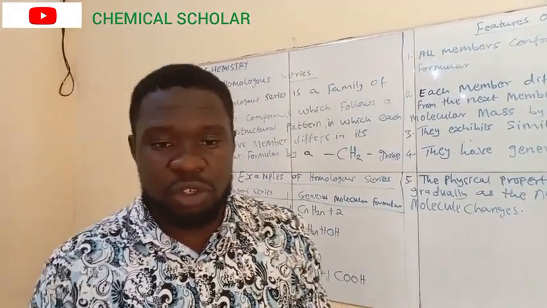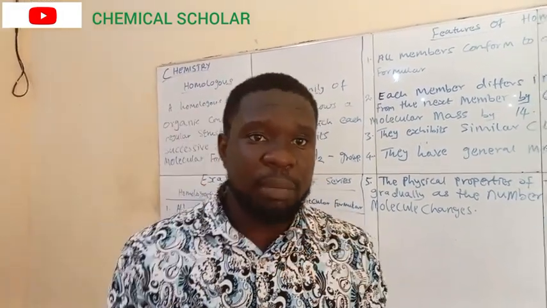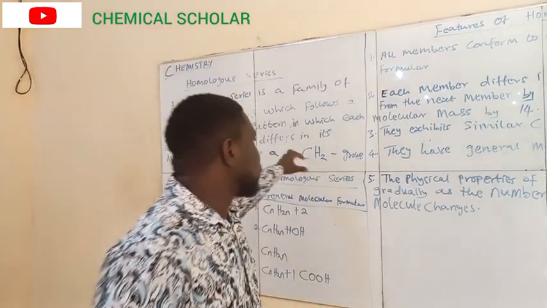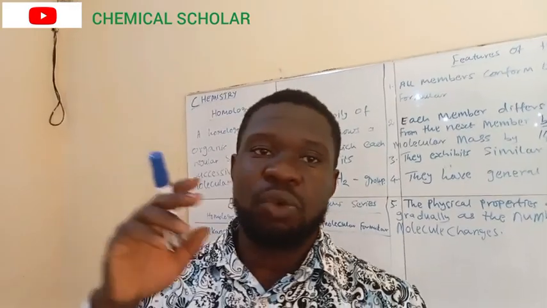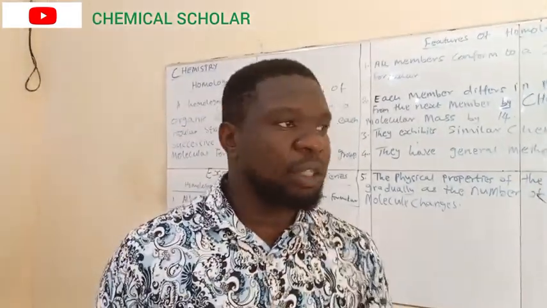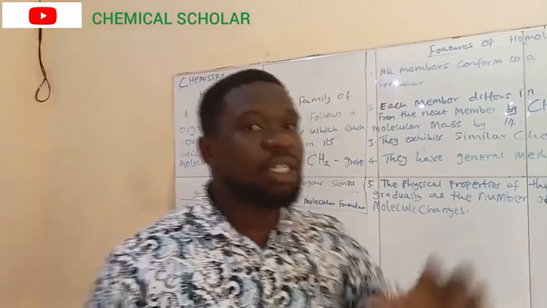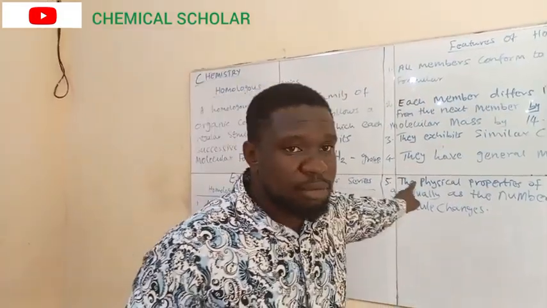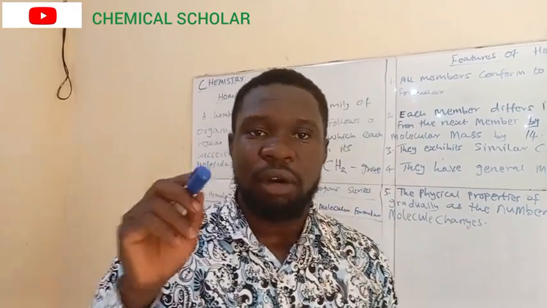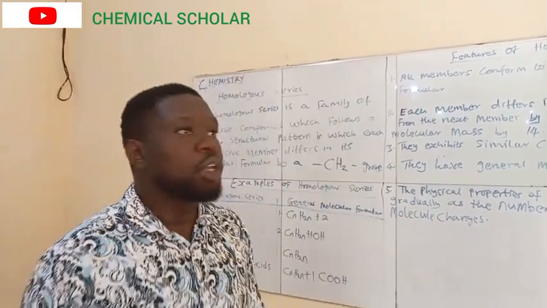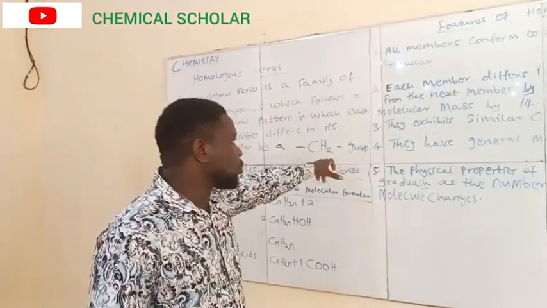Each successive member differs from the next member by a CH2 group. That is to say, if the first one has one C, that's a carbon atom, and two hydrogen atoms, then the next member will now have two carbon atoms and four hydrogen atoms. So that is what we mean by that. It differs from each other by the CH2 group.